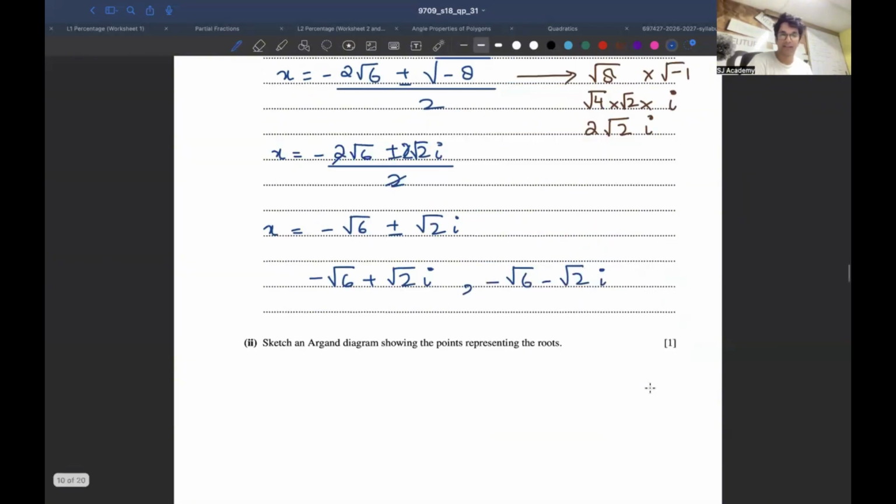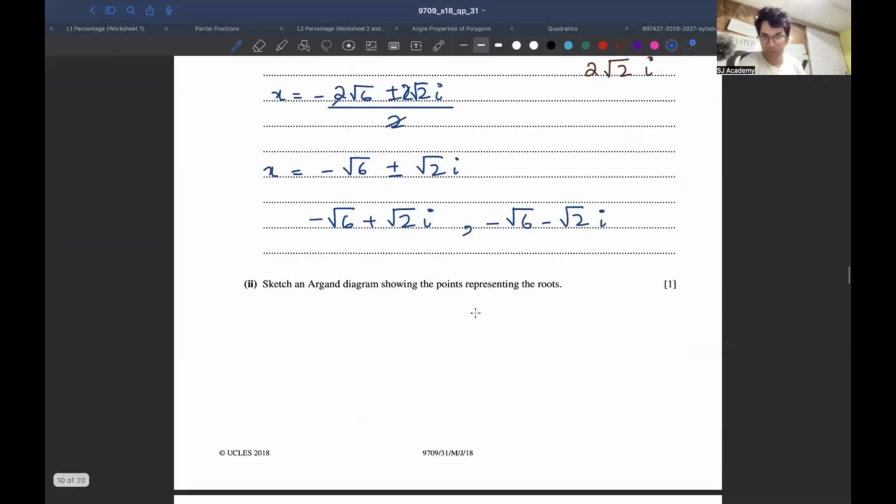In part C, it says sketch an Argand diagram showing the points representing the roots. So we can just first make the x and the y axis over here. And we know that the imaginary value is on the y-axis. So let's say this is the point root 2. This is the point minus root 2. And the real value is represented on the x-axis. So we can take this as minus root 6. So one of the coordinates is minus root 6 plus root 2 iota.